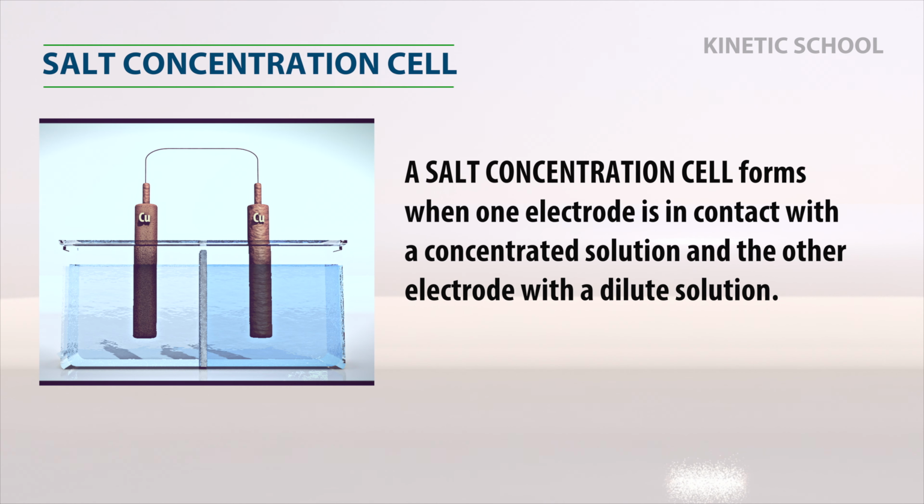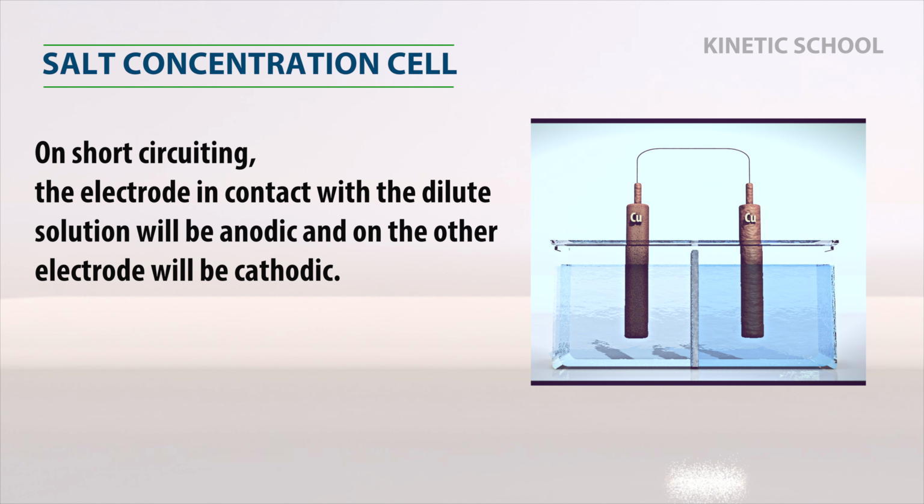A salt concentration cell forms when one electrode is in contact with a concentrated solution, and the other electrode with a dilute solution. On short-circuiting, the electrode in contact with the dilute solution will be anodic, and the other electrode will be cathodic.